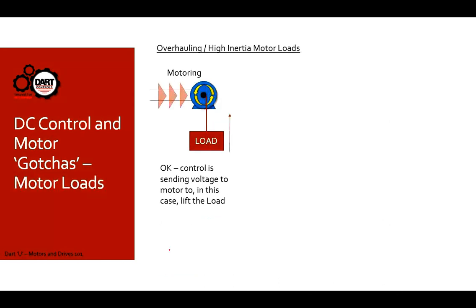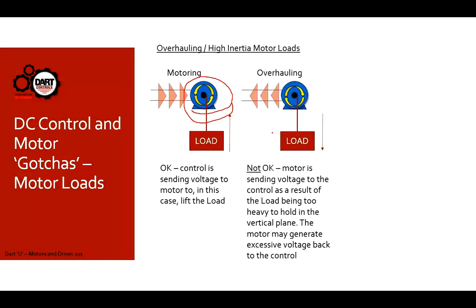Okay, here's another gotcha. This is where we have to pay attention to what the motor is connected to. In this case, I've got a load. It's in the vertical plane, but I'm winding this up. So in this case, the voltage is coming from the control into the motor. We're getting rotation here, and we're pulling this load up. This is fine. There's no issue here at all.